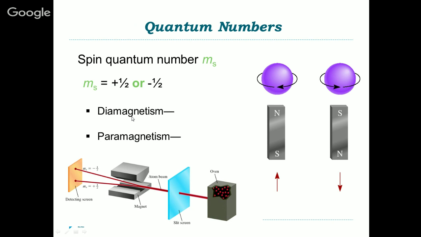Now, the difference here: diamagnetism, paramagnetism. Di means that you have two electrons paired, meaning you have one that's spinning one way, one that's spinning the other way, therefore they cancel each other out.